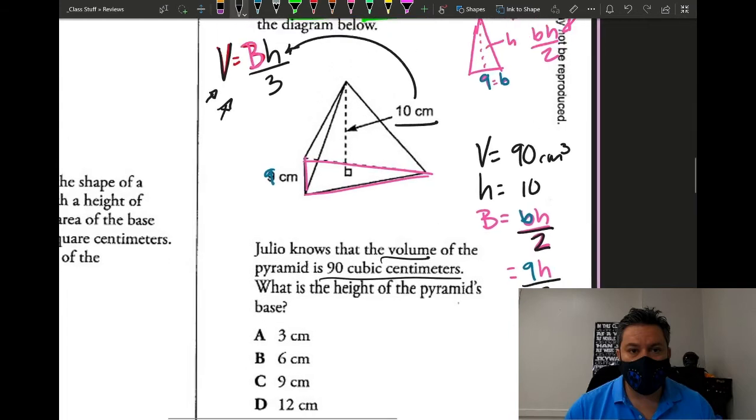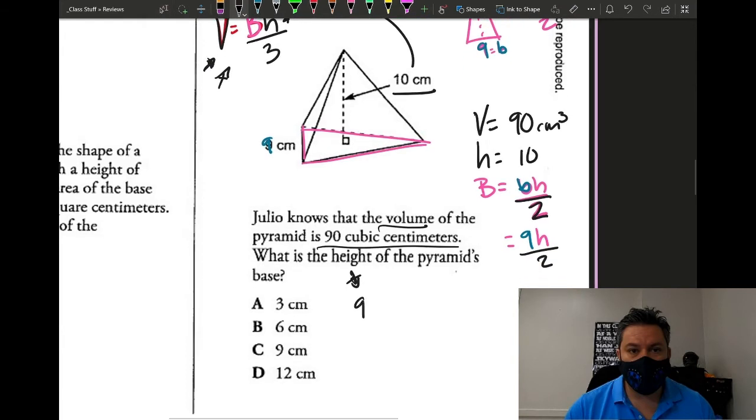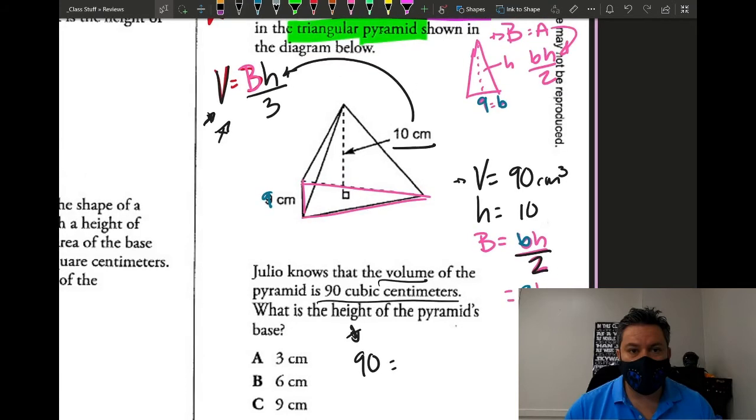So let's see. Instead of V, I'm working with this formula. I'm going to write it right here. Instead of V, I'm going to put in 90, because that's what I have. Instead of the pink B, uppercase B, the area of the base, I'm going to put in 9H divided by 2. And instead of the other h, the black h, the height of the actual pyramid, I'm just going to put in the 10.